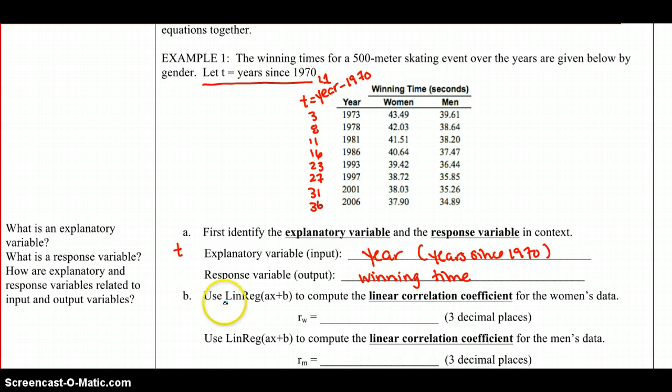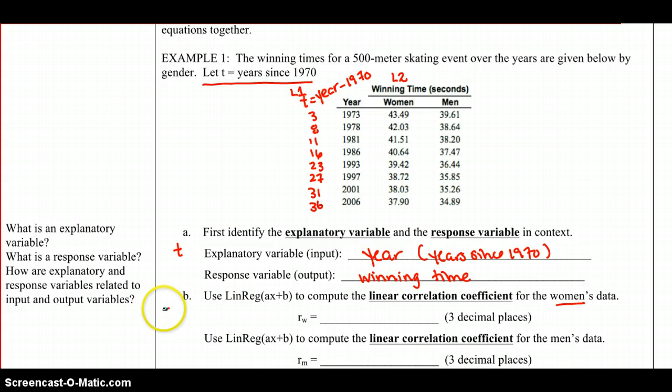So in part B, we're asked to use the linear regression feature on the calculator to compute the linear correlation coefficient for the women's data. Okay, so this is from the last unit. So in L1 we would put these values of T, and in this case it said for the women's data, so in L2 we would put the women's winning times.